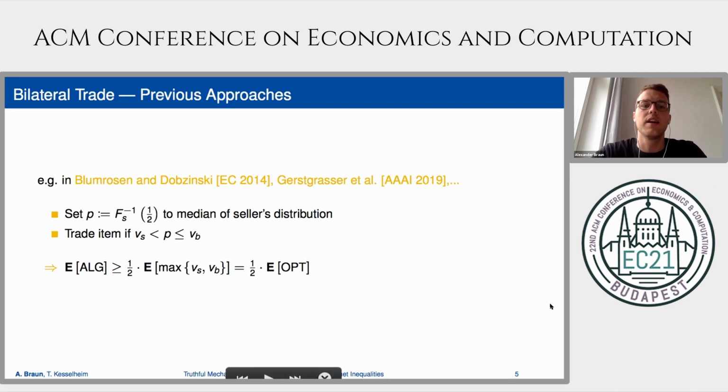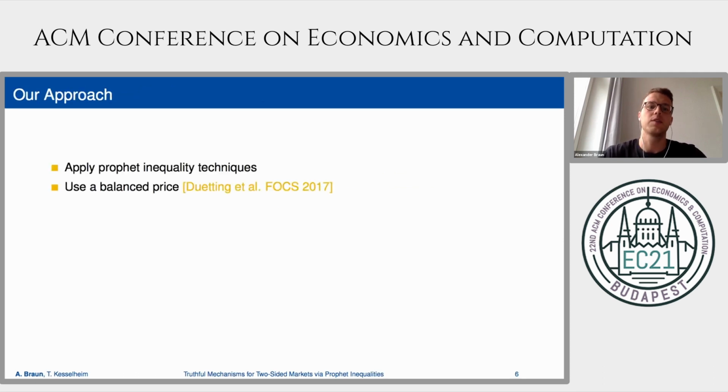So in particular, if you replace this 1/2 quantile by just a randomized quantile, you can even recover a 1 minus 1 over E fraction of the optimal social welfare using this approach. In contrast, our approach is different. What we do is we want to apply prophet inequality techniques to two-sided markets.